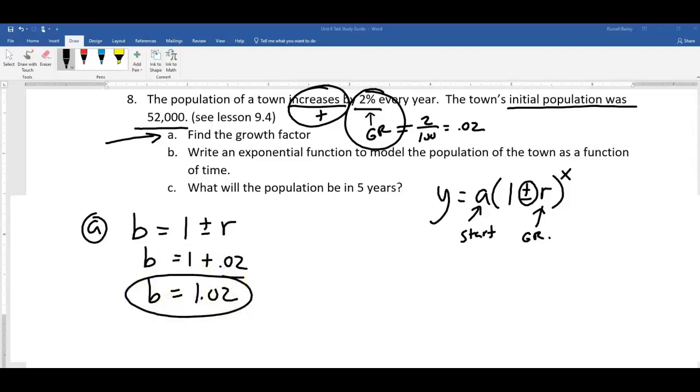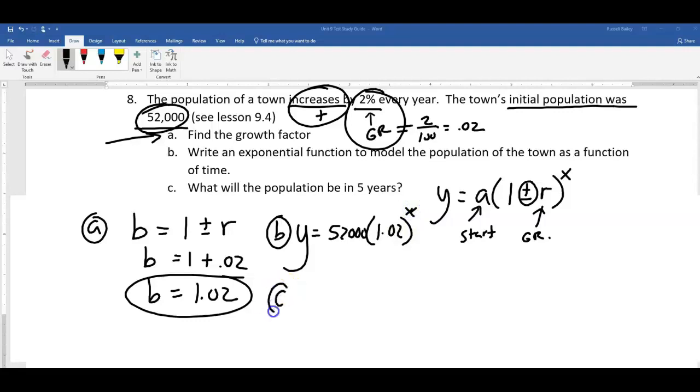Now we're ready to write an exponential function. When you write your exponential function, you put your starting amount here, which we said was 52,000. You put your growth factor next, which is 1.02, and then your x goes here. All right, so that takes care of part B.